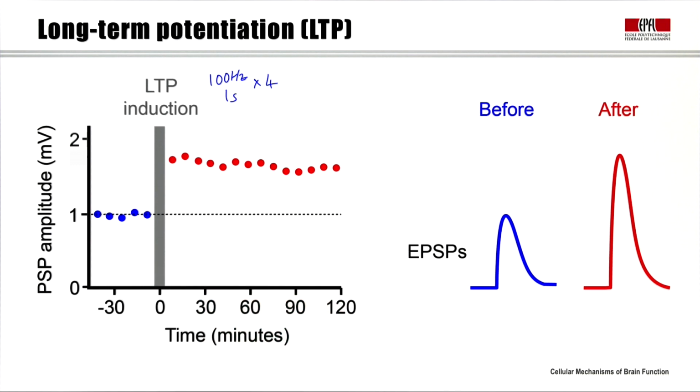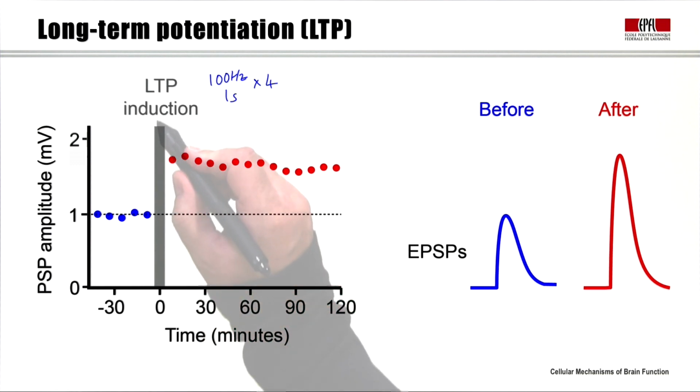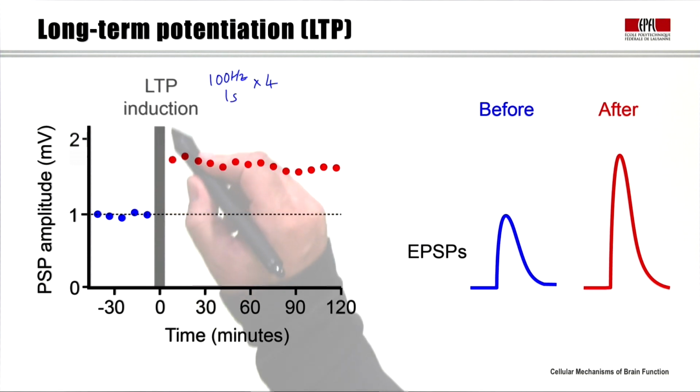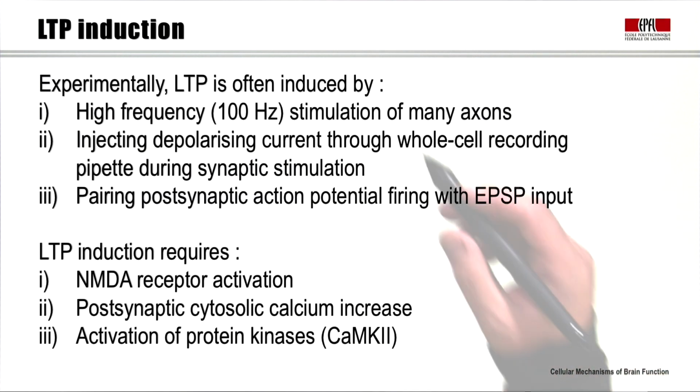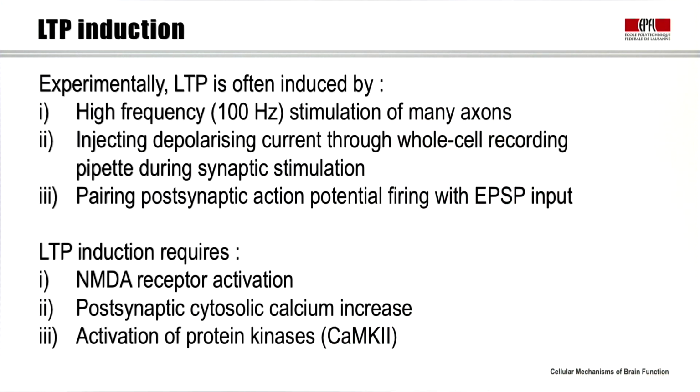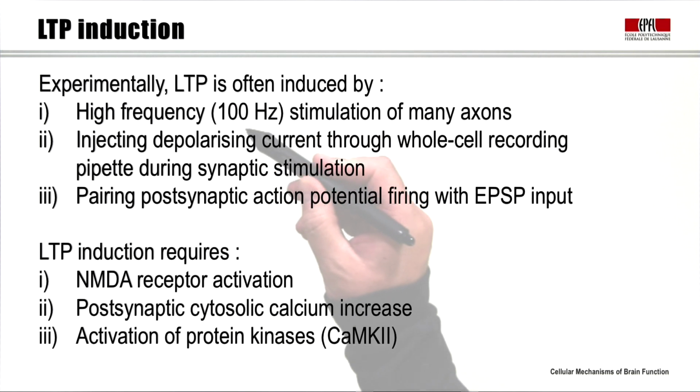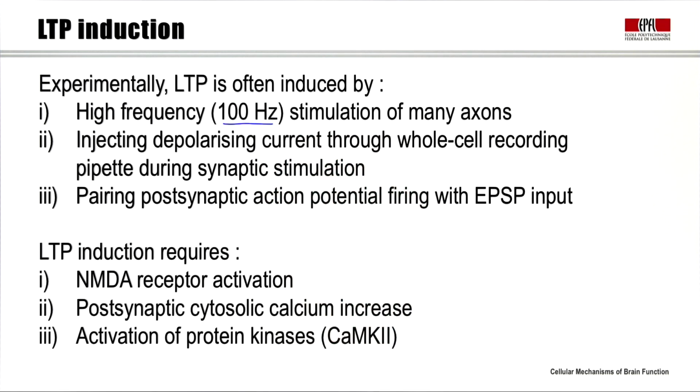So this is a remarkable situation where a brief change in the activity of the neural circuits can induce long-lasting and large changes in the efficacy of synaptic transmission. So how does that occur? Experimentally, you can induce long-term potentiation by a variety of ways. One of the most common ones, the one that I just pointed out, is this high-frequency stimulation of many axons.